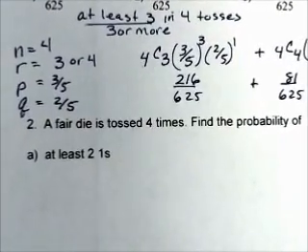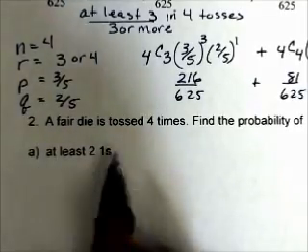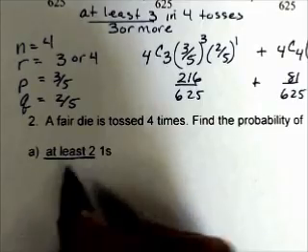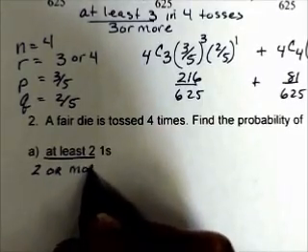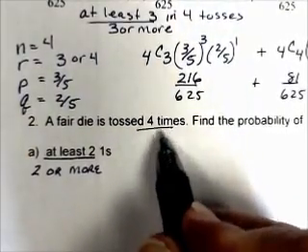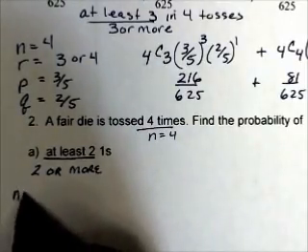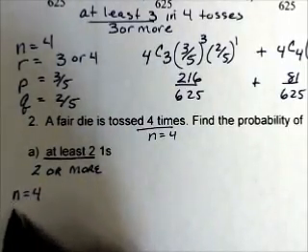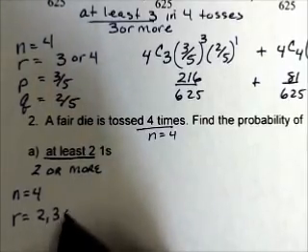Number 2, a fair die is tossed 4 times. Find the probability of getting at least 2 ones. So at least 2 means 2 or more. And this has been tossed 4 times, so our n value is 4. So off to the side, n is 4. Let's list our r value. 2 or more, so that means 2, 3, or 4.